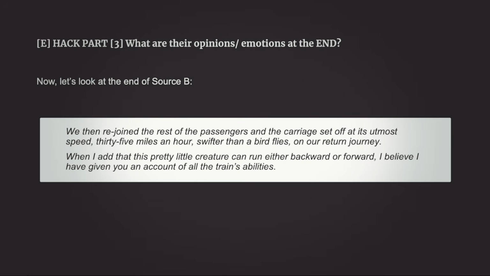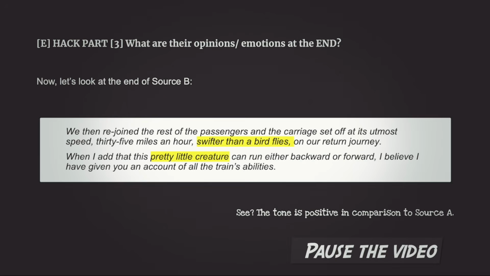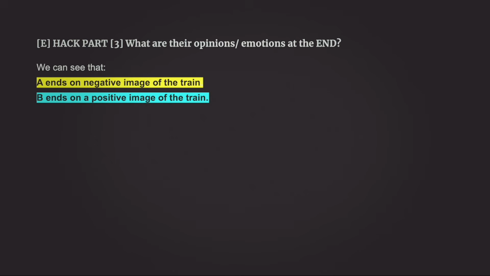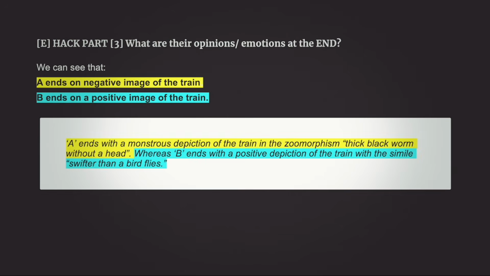Pause the video here and have a quick read. Notice what I've highlighted and notice that this has a different emotional tone, which is positive. We can see that A ends on a negative image of the train and B ends on a positive image of the train. Here's a written paragraph with the two texts compared.